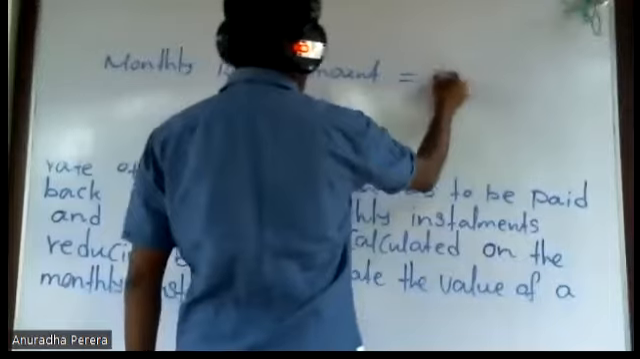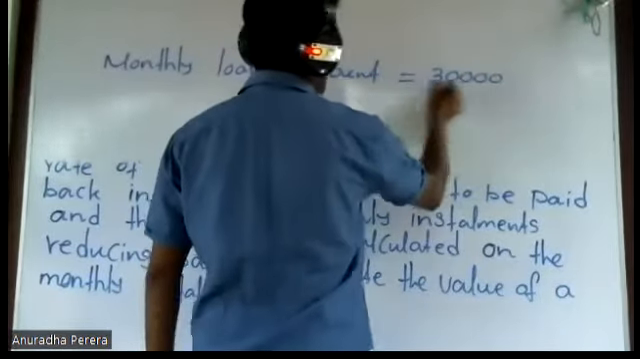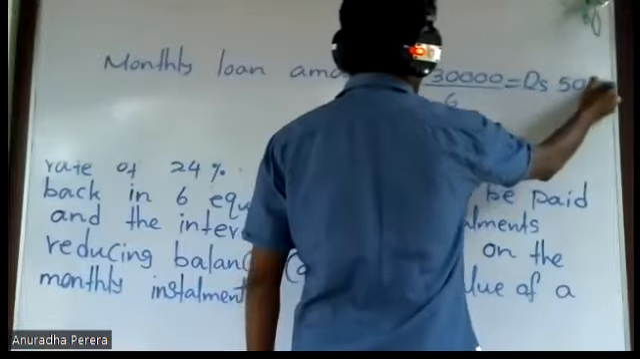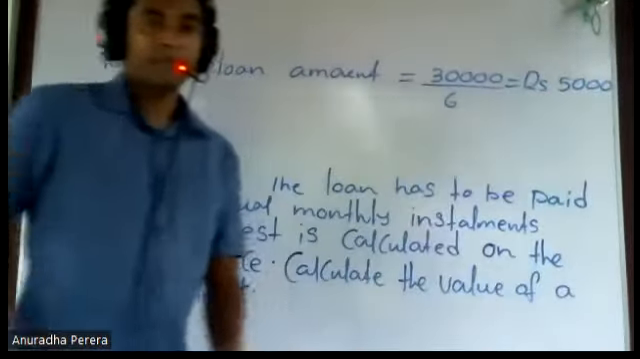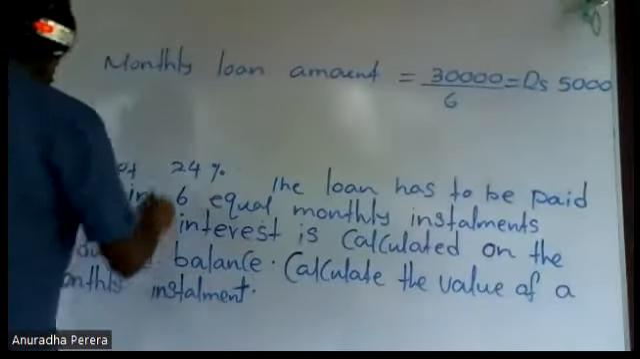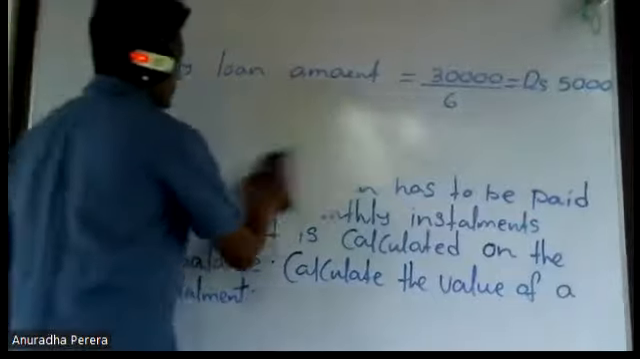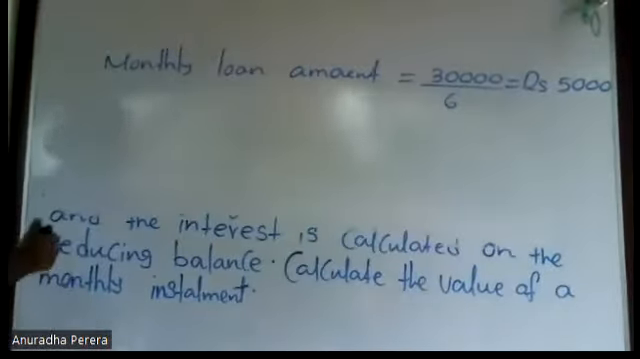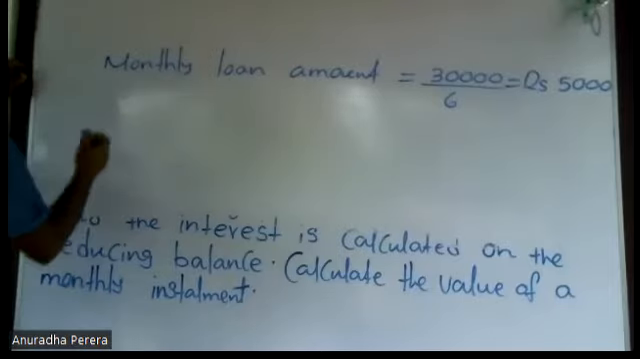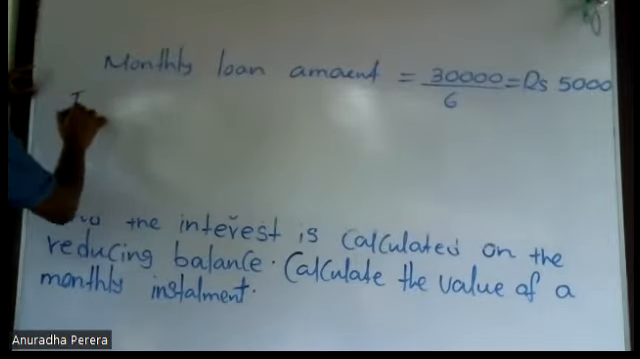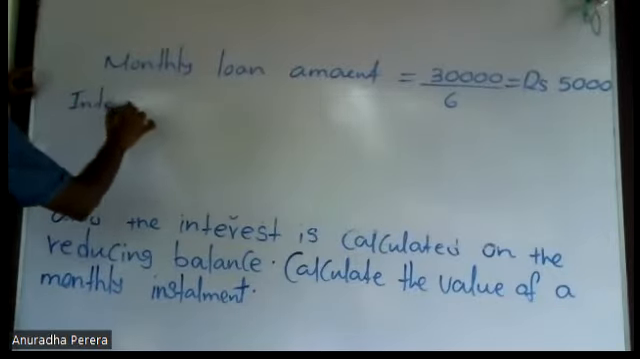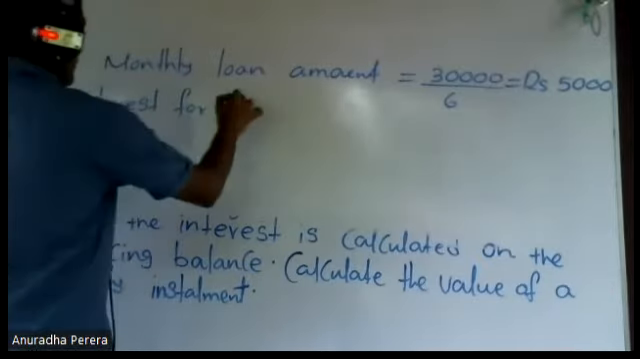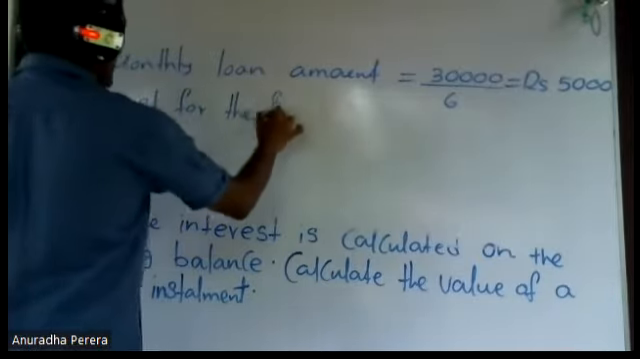Divide 30,000 by 6. 5,000 rupees. Then the annual interest rate is given as 24%. First determine the interest for the first month.